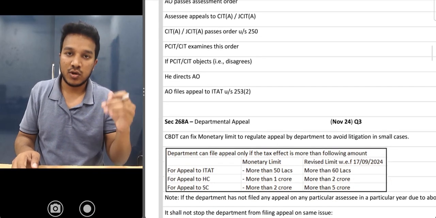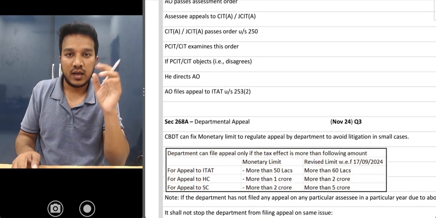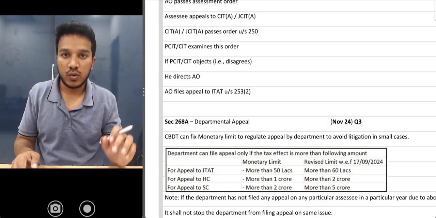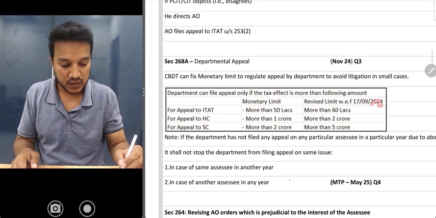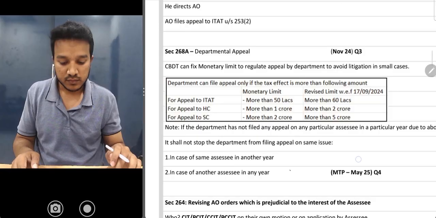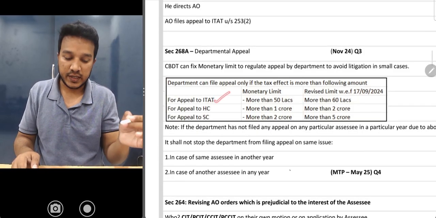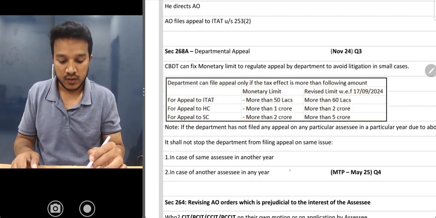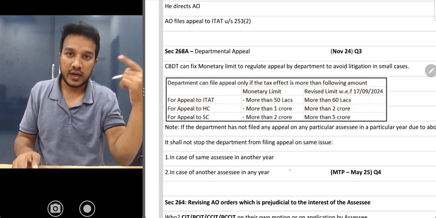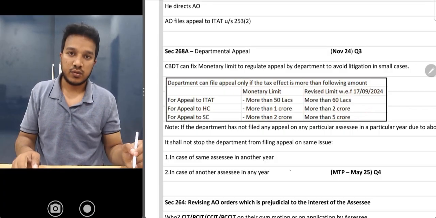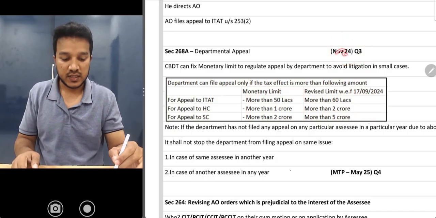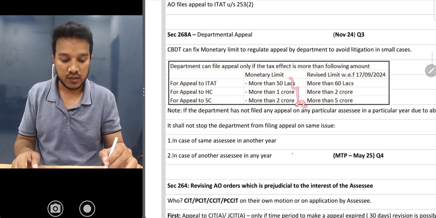Provided they cannot go for every small petty reason. Here a monetary limit is given. If the tax amount is more than that limit, only then they can make an appeal. Recently there was a change in these limits also, and this monetary limit is fixed by CBDT. If you want to make an appeal to ITAT, the tax amount should be at least 60 lakhs. In case of High Court, the tax amount should be 2 crores. If you want to appeal to Supreme Court, the tax amount should be more than 5 crores. Remember these limits and do this question according to these limits. This one was asked in November 24, so at that time these limits were applicable.